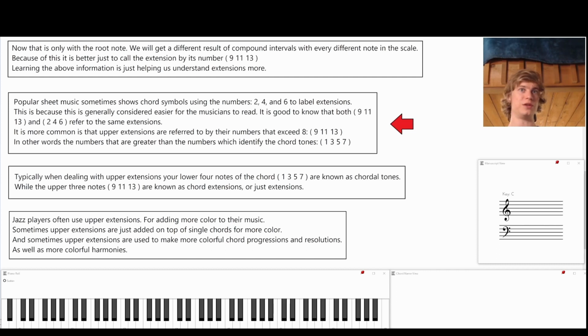So you have your 1, 3, 5, and 7, and when you go above that, you're still going up your odd numbers, so you get your 9, 11, and 13.